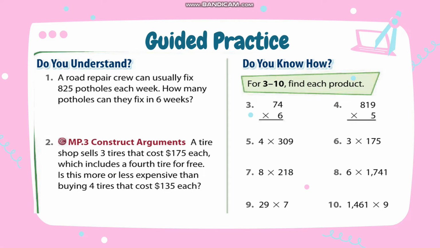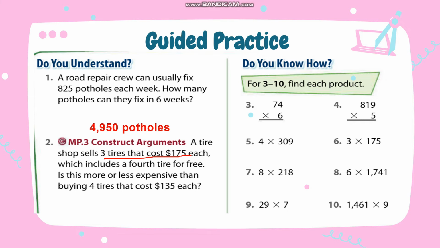Number 1. A road repair crew can usually fix 825 potholes each week. So how many potholes can they fix in 6 weeks? So we just simply multiply 825 multiplied by 6. 6 times 5 is 30, regroup 3. 6 times 2 is 12 plus 3 is 15, regroup 1. 8 multiplied by 6 is 48 plus 1. So the answer is 4,950 potholes.